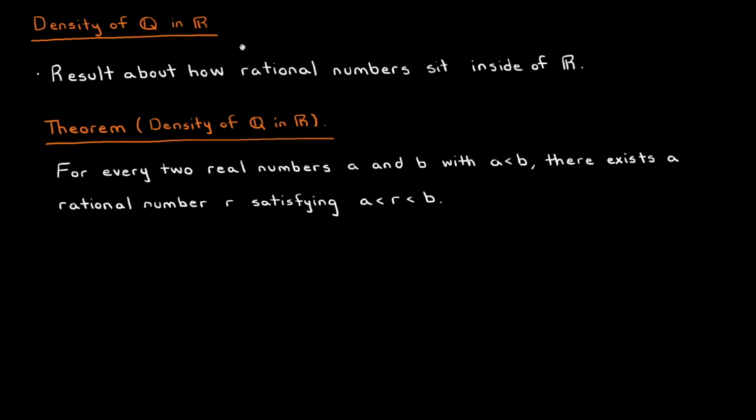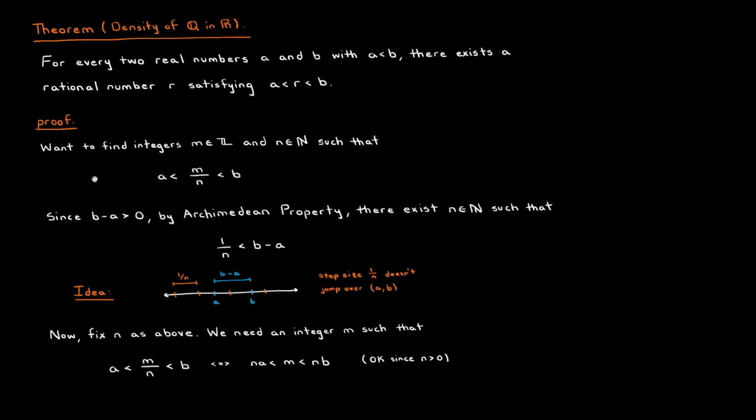Hi everyone and welcome. In this video we will explore how the rationals and irrational numbers sit within the set of real numbers. The first theorem is about the density of the set of rational numbers within the set of real numbers. It states that between any two real numbers a and b, no matter how close a and b are to each other, as long as they're not the same, there is a rational number in between them.